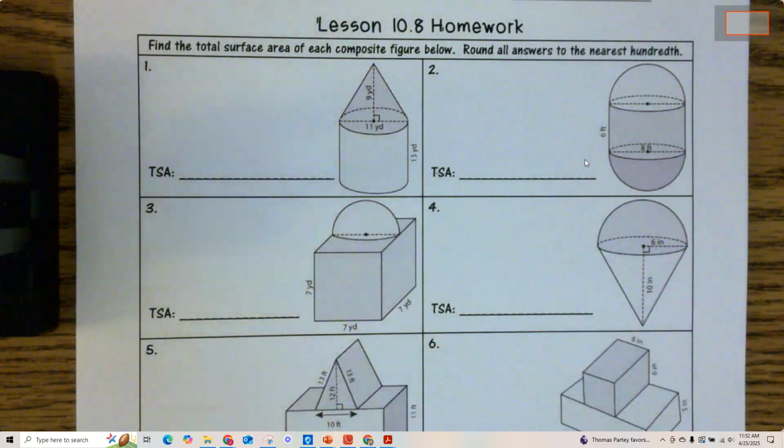All right, this video is for the lesson 10.8 homework. We are doing composite shapes today. Composite shapes and circumscribed shapes. I'll show you the difference.